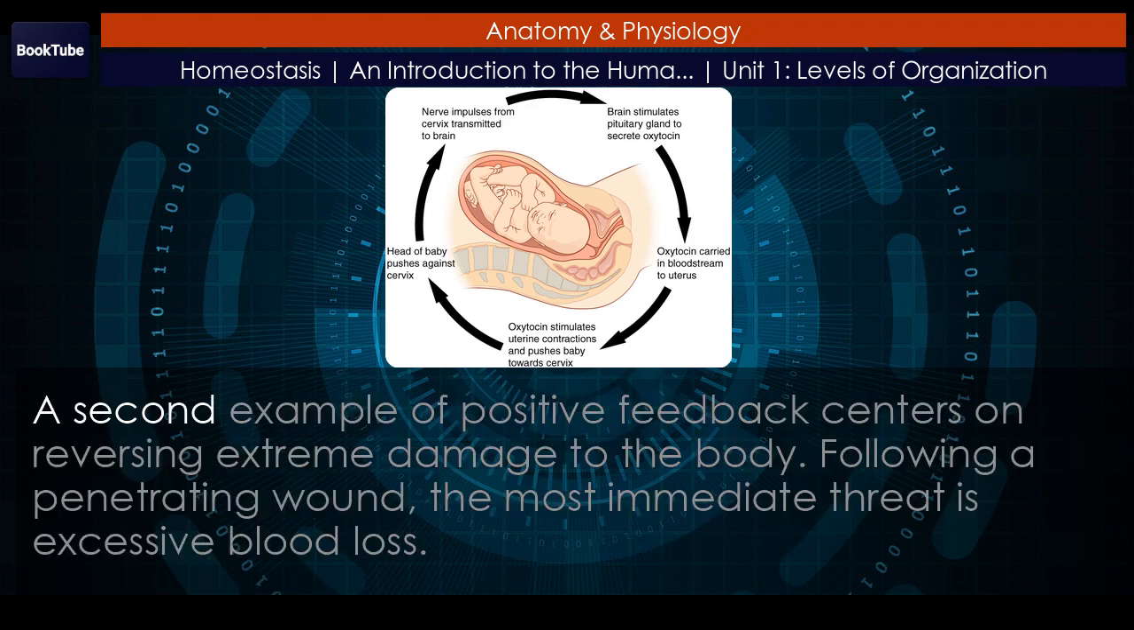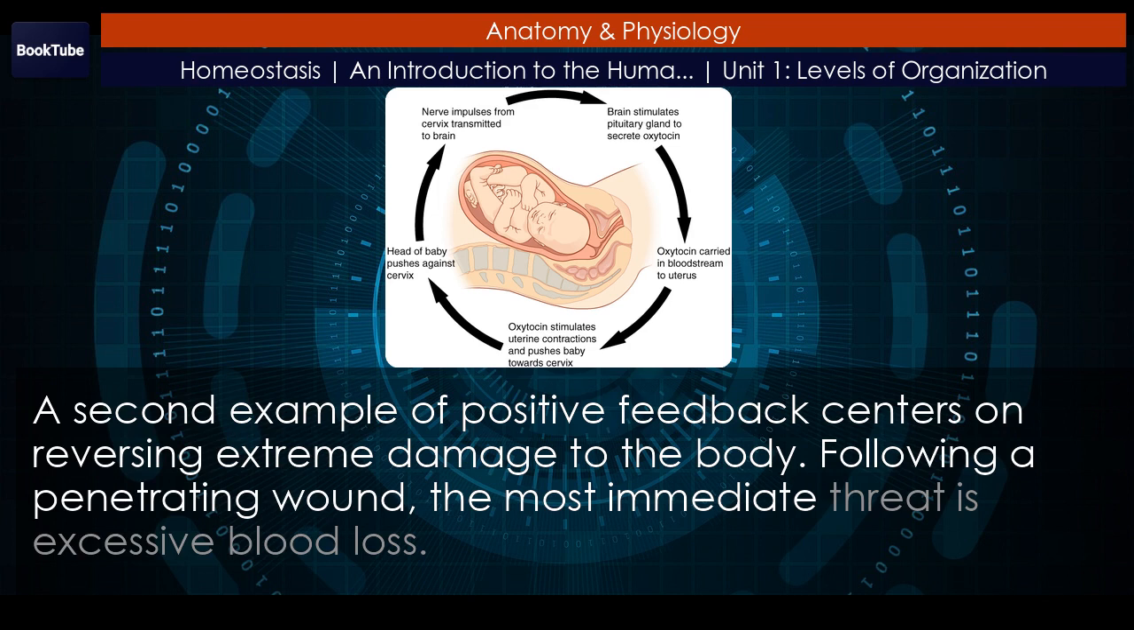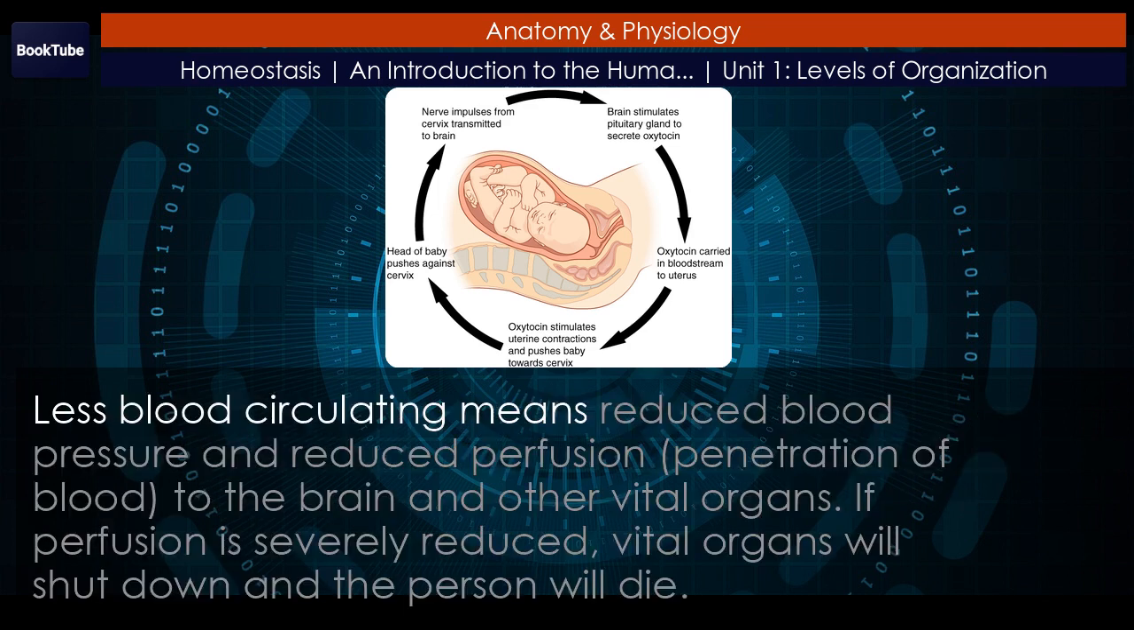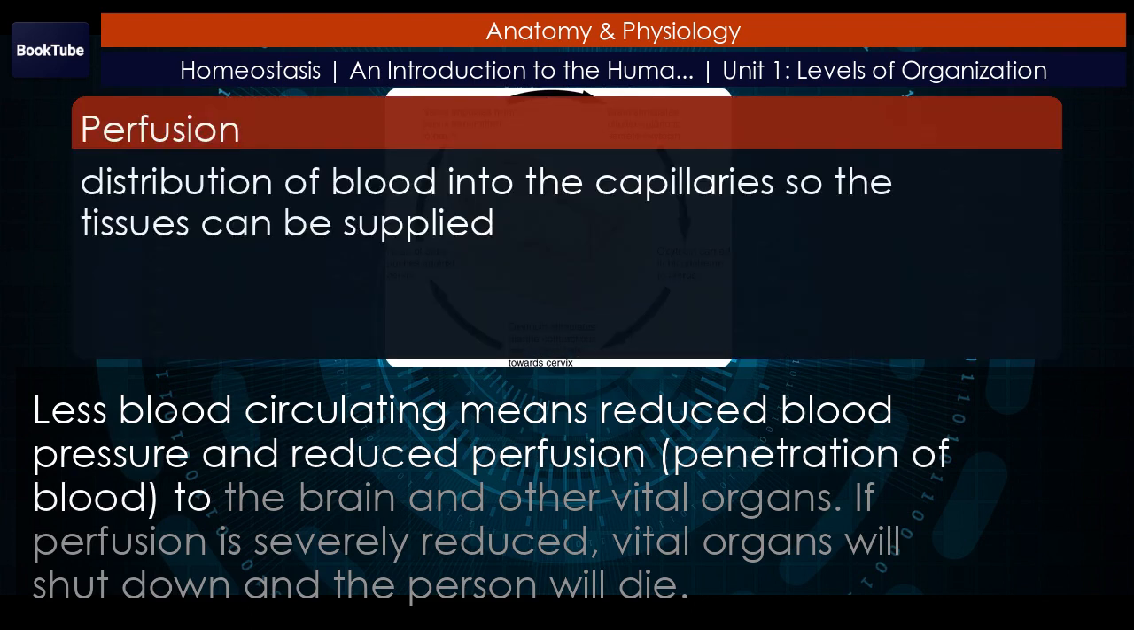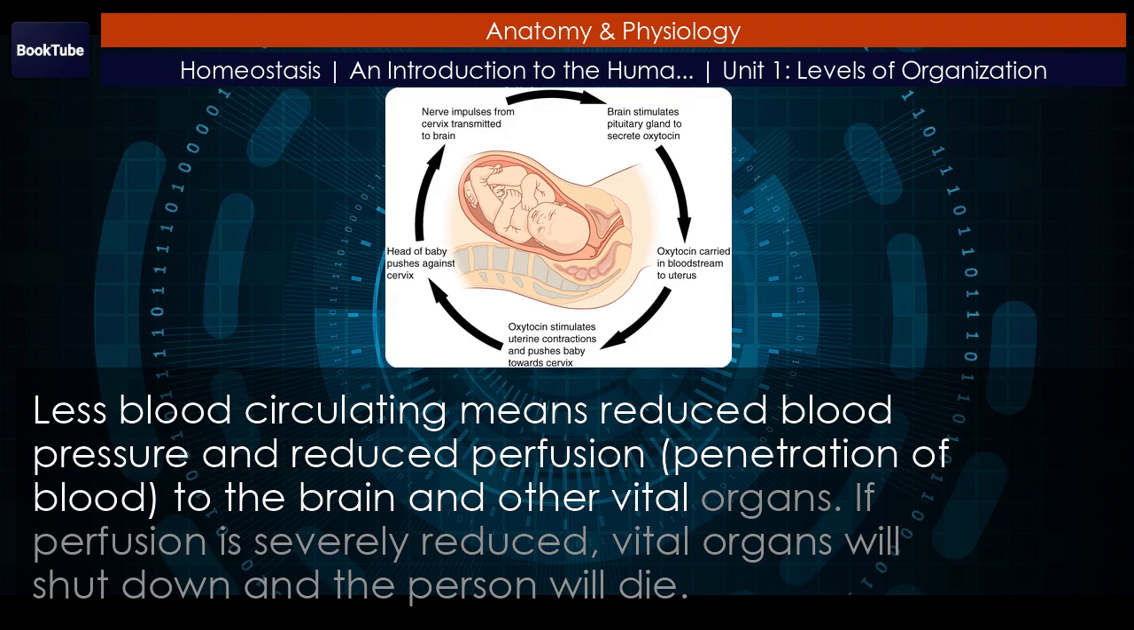A second example of positive feedback centers on reversing extreme damage to the body. Following a penetrating wound, the most immediate threat is excessive blood loss. Less blood circulating means reduced blood pressure and reduced perfusion, penetration of blood to the brain and other vital organs. If perfusion is severely reduced, vital organs will shut down and the person will die.